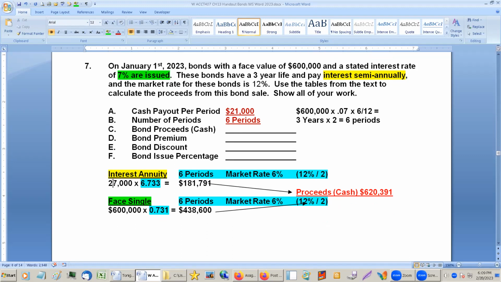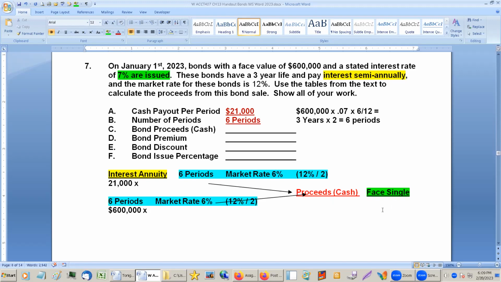Okay, so we have 21,000. We don't know any of this yet. Don't know any of this yet. And we certainly don't know any of that yet. Okay. Boy, did I make a mess out of that. All right, so here we go.